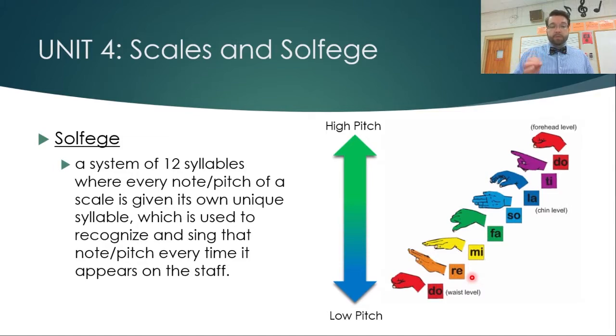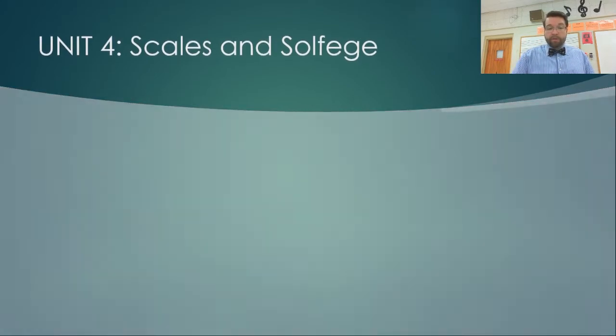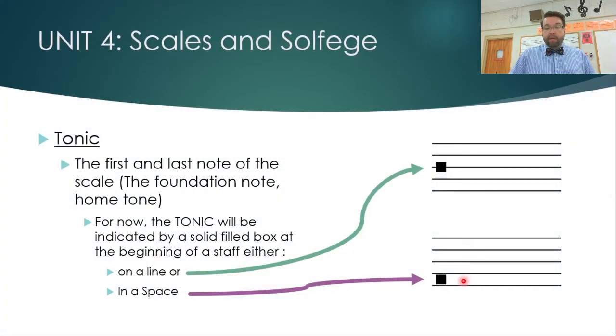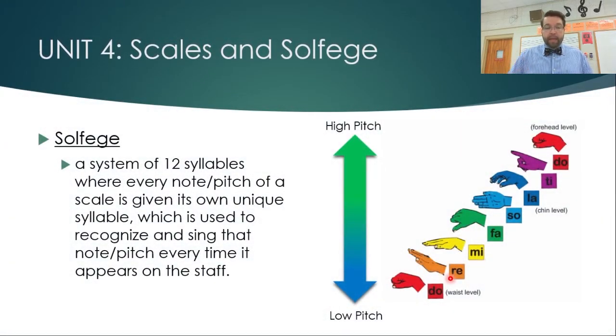So each of these syllables gives each note or pitch of the scale its own unique syllable, which is used to recognize and sing that note or pitch every time it appears on the staff. So if you see a symbol on the staff that looks like a note, and it's on that line that we saw previously, beside this line right here. So if my little laser pointer dot, let's say it represents a note, that laser dot would be the tonic. That would be the note that starts on tonic. That would be our do. Okay, so that's what that means.